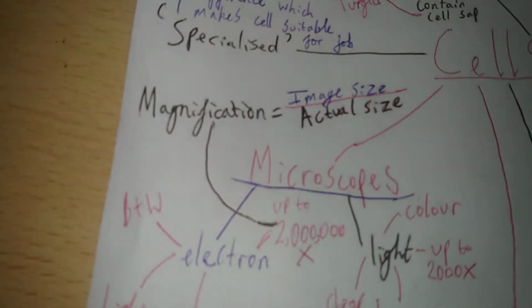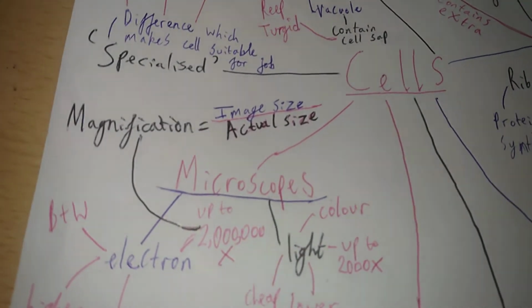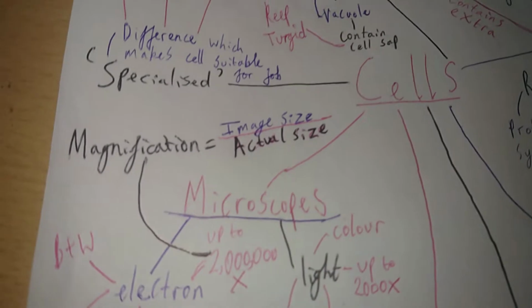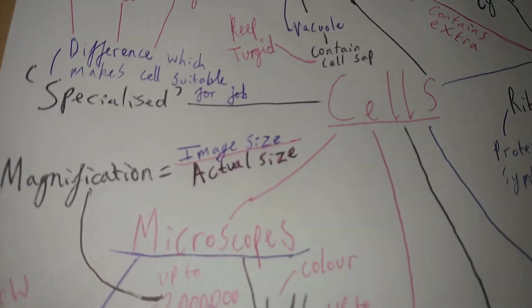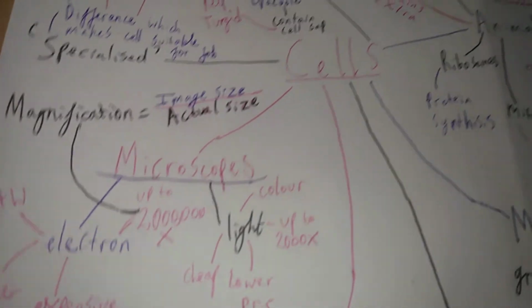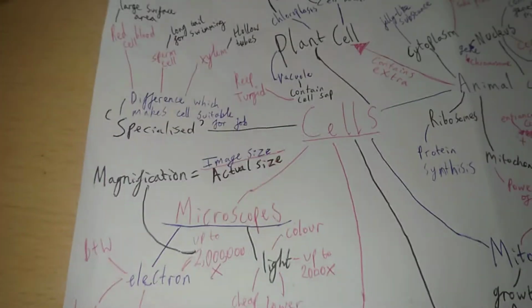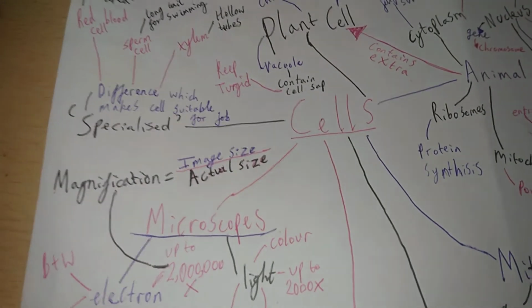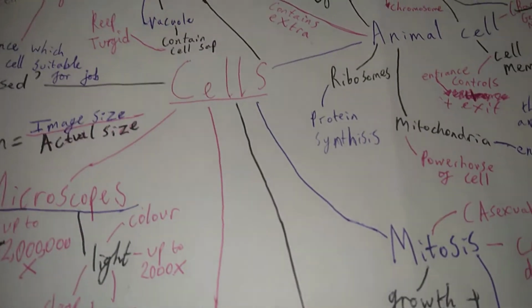The magnification, you might need this, it will probably give it to you, but it might not. Magnification equals the image size divided by the actual size. And then you can find out any three of those by rearranging the triangle. Physics, blah blah blah. Yeah.